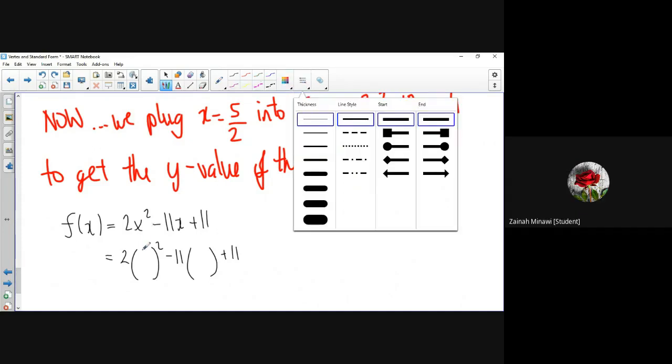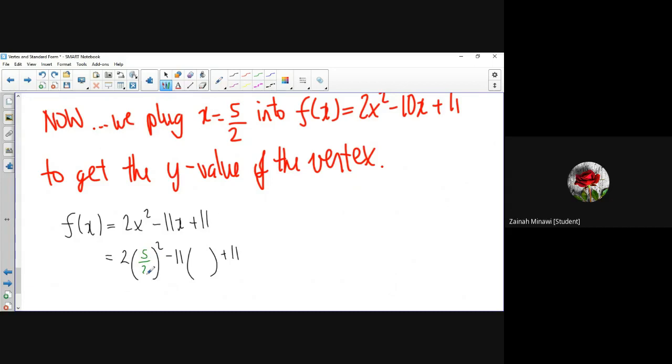Sir, I think that the b value is negative 10. Ooh, you're right. Thanks for catching that one. Let me just erase that.